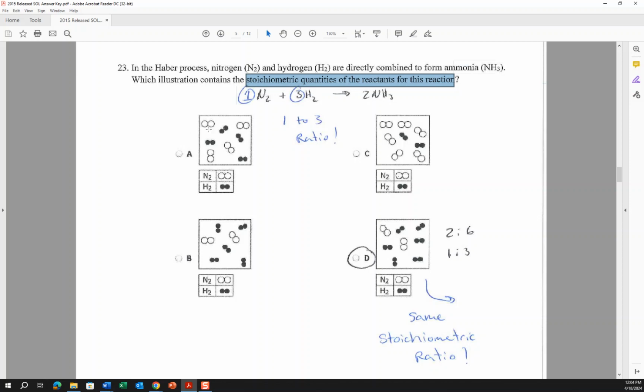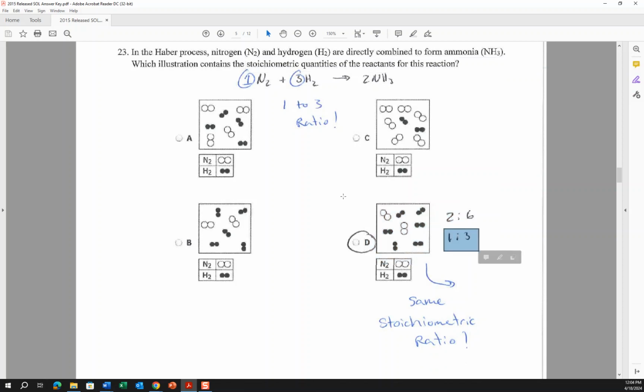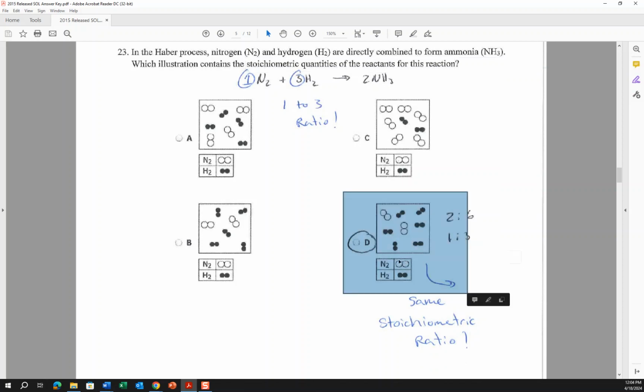So here we're just counting. Now, we don't have a picture where it's 1 of these and 3 of these, but we do have the picture where it's 2 nitrogens and 6 hydrogens, and that ratio reduces to 1:3. So this is the correct stoichiometric ratio. Stoichiometric, remember, think coefficients, think mole ratios, balanced chemical equation, that kind of thing.